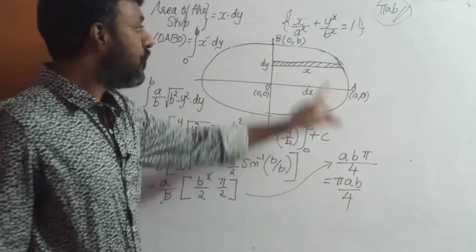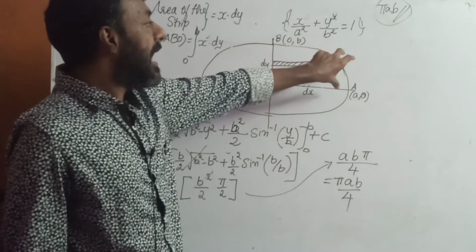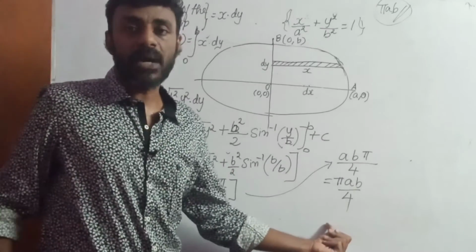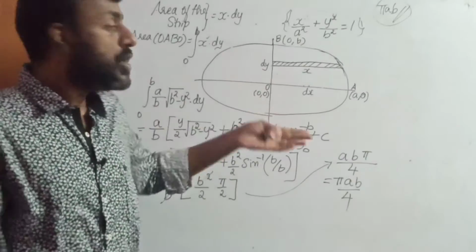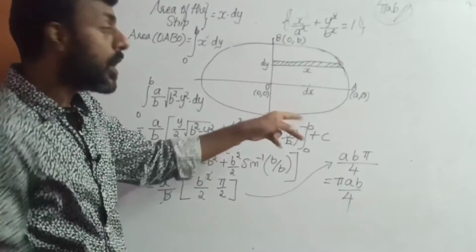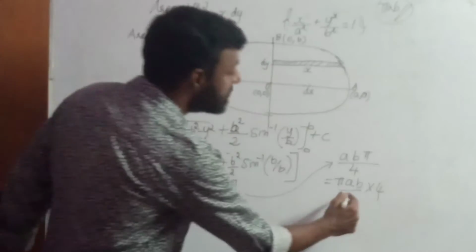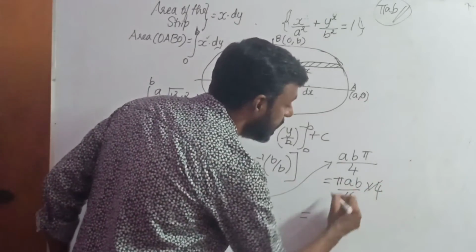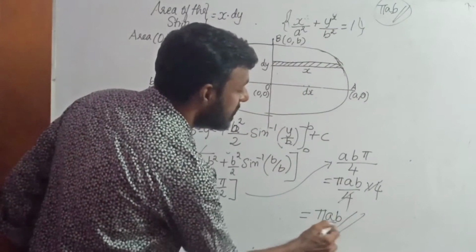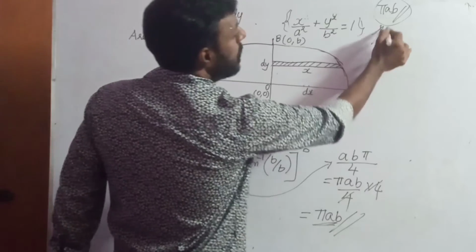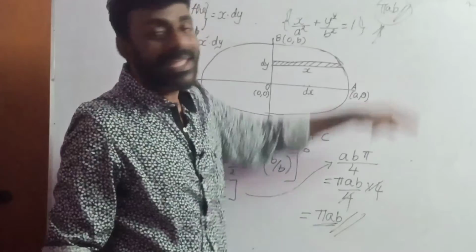So this is the value for the first quadrant. The area enclosed by the ellipse in the first quadrant is pi AB by 4. The ellipse is divided into 4 quadrants, so I'm going to multiply by 4. If I multiply by 4, 4 gets cancelled. So my resultant value will be pi AB. This value is the same as the value which we found in case number 1. This is case number 2. So both case 1 and case 2 are identical.